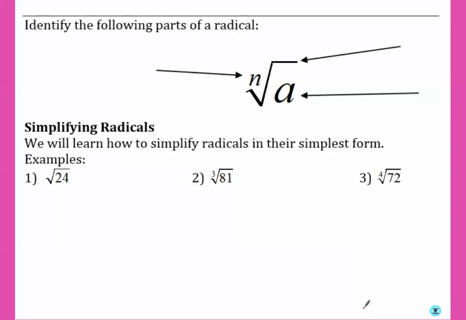All right, today we're going to be learning about radicals. So first let's look at the parts of a radical. The little number that's inside the root symbol is called your index. It tells us what type of root we're taking. The root symbol is called a radical. And then the number underneath is called the radicand.